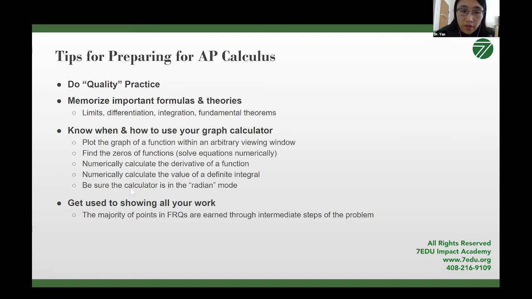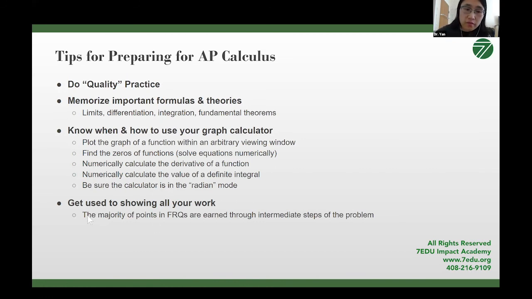Oh, one more thing, make sure that your calculator is set to radian mode, okay? Because you may see some trig functions in the test, and also word problems involving trig functions in the AP Calculus test, and all the angles there will be in radians. So you don't have to worry about switching to degree mode. Before you go to the test, make sure that your calculator is set to radian mode.